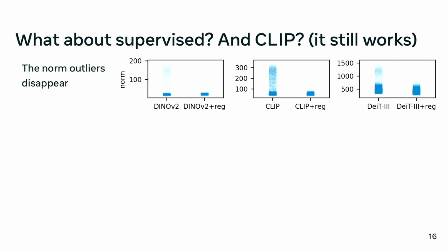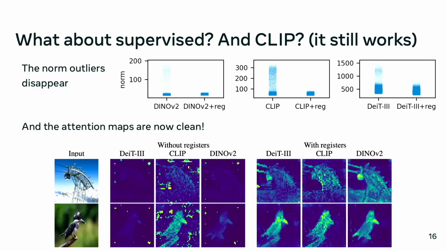And every time, the distribution of token norms goes from having outliers to having no outliers. If you look at the attention maps, it's just much cleaner and very nice, and that's good.